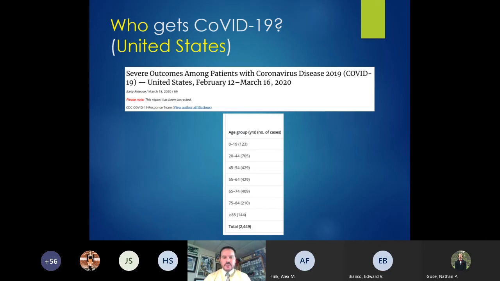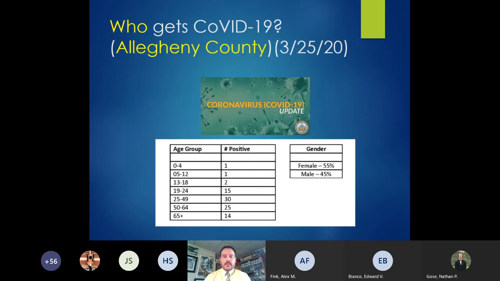All right, so now that's a breakdown from the CDC of the groups that are getting infected. Let's look at severe cases. So with those that have been infected, how severe is the disease? That takes us to Allegheny County numbers as of last night. I forgot, I just put this slide in.